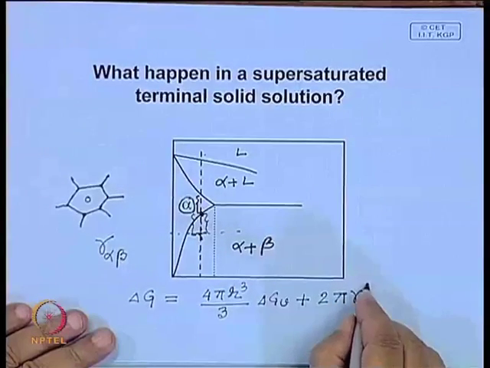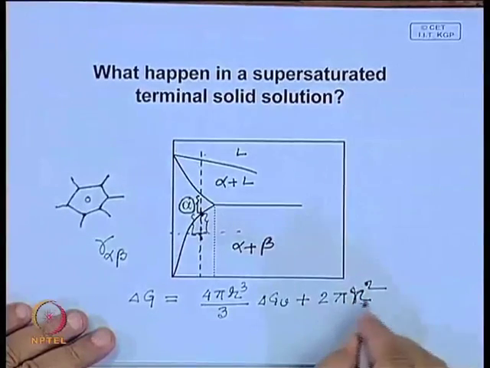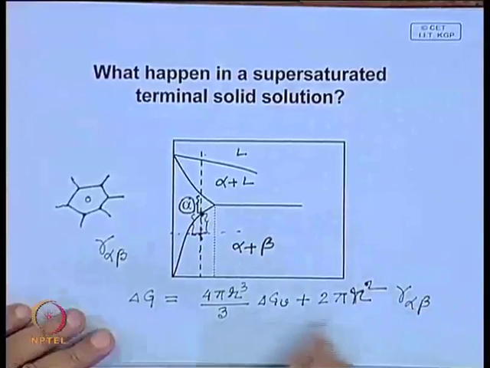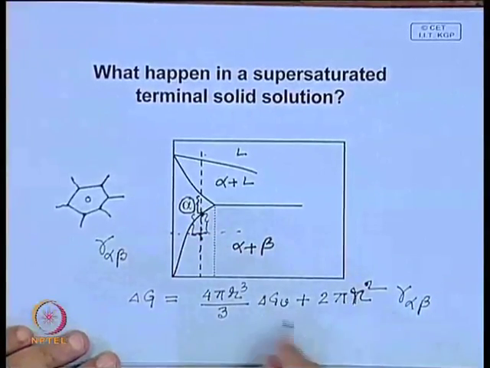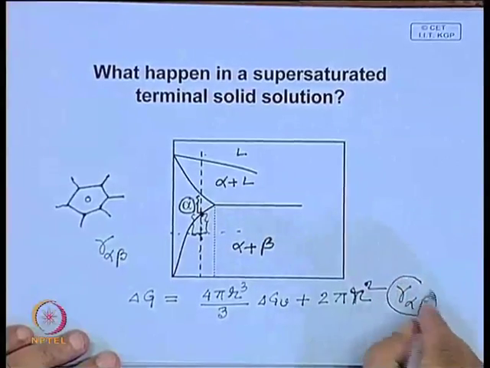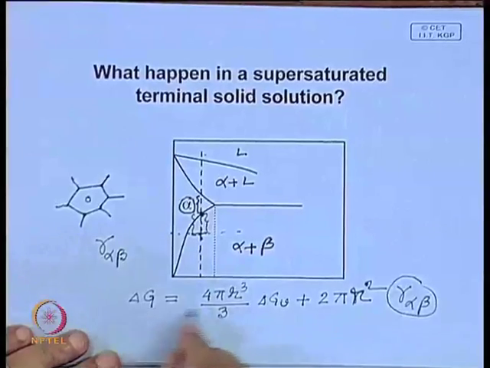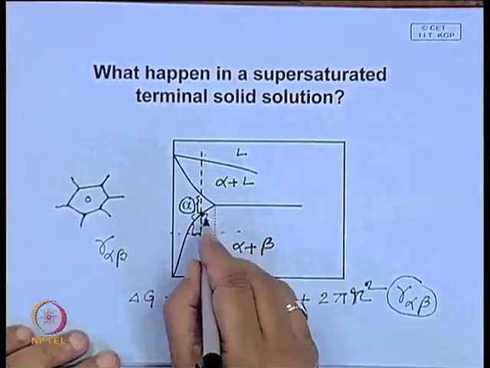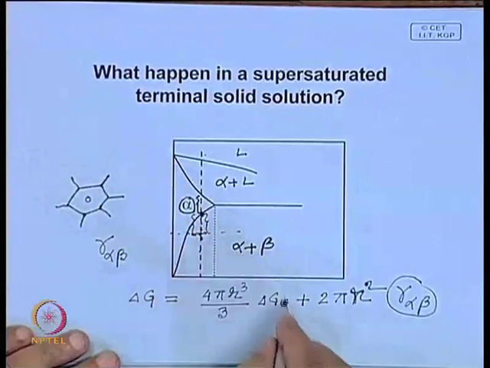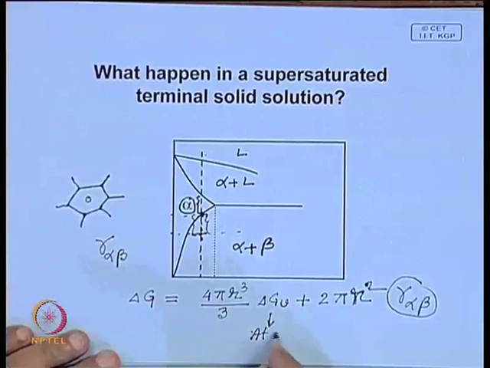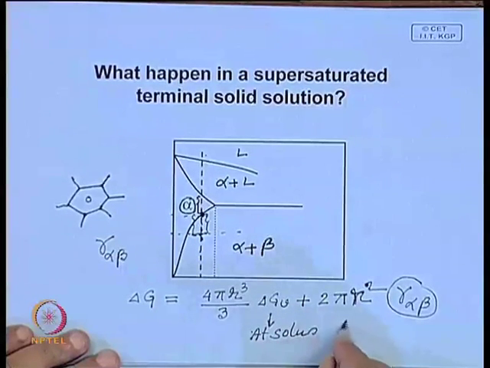surface energy, this is the surface area times gamma. So, usually what happens, this energy is positive. So, right over here you find that net free energy is positive. It is because right over here at the solvus temperature, delta G V is equal to 0.